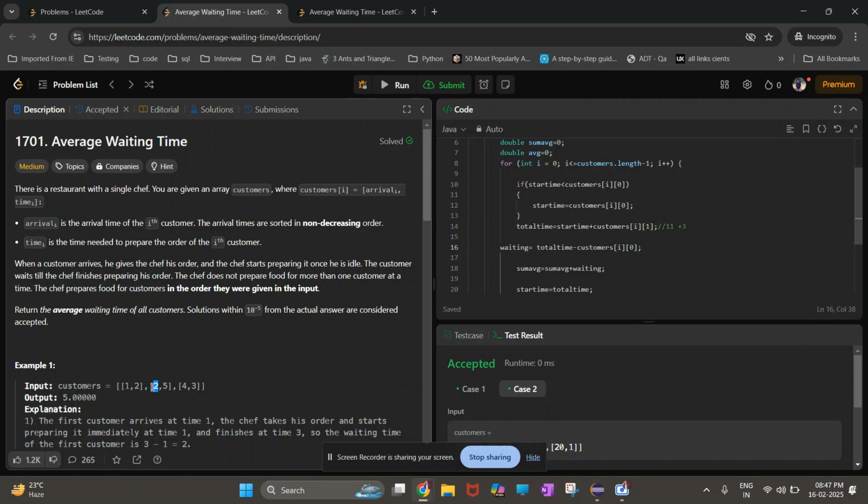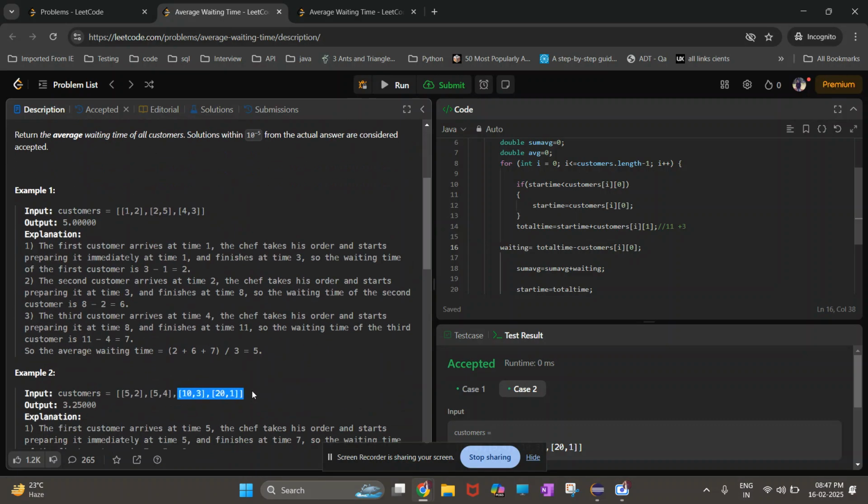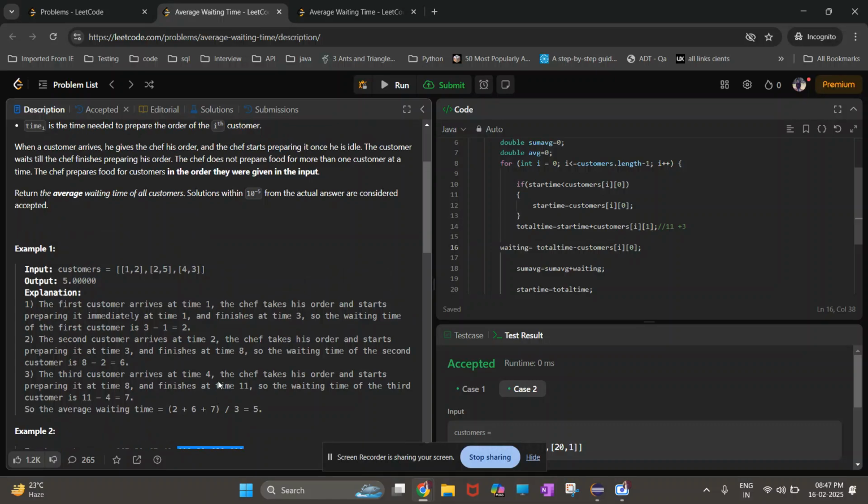If the chef finishes one customer's order a time before, and the next customer comes after 6 minutes, then those 6 minutes will be idle for him. That will not be calculated in the average time. This is what I'm saying, and it is shown by the second example that I will show you. So we have to return the average waiting time of all the customers.